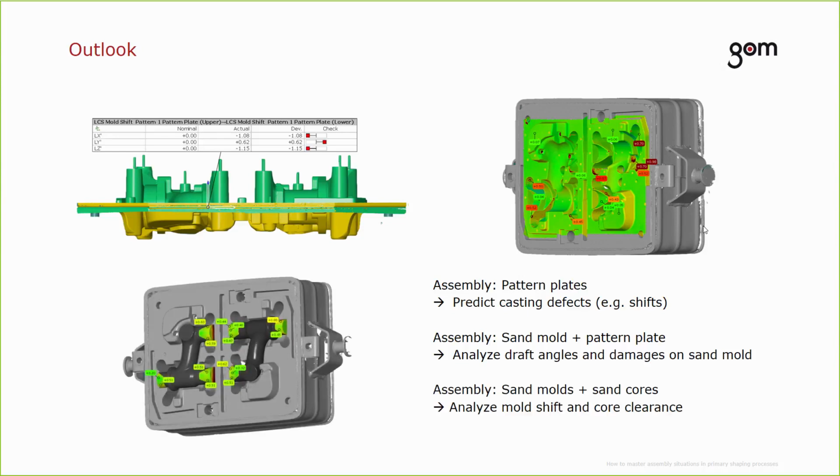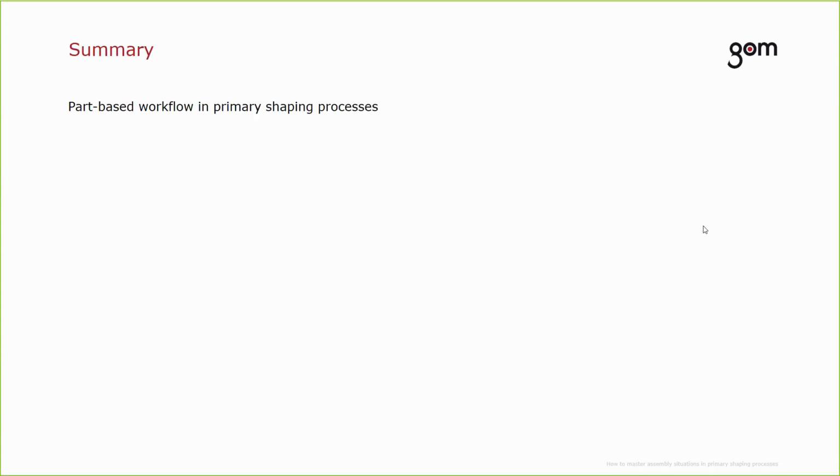Another example of using part projects is to analyze the core clearance of the sand cores inside the sand molds. The position of the sand core inside the sand molds is crucial for the quality of the product, especially for the wall thickness. Therefore, we inspect the assembly of both sand molds and sand cores, for example. If you want to learn how to do all these inspections, please visit our training course about optical quality control and sand casting processes. Let's summarize what we learned in this webinar.